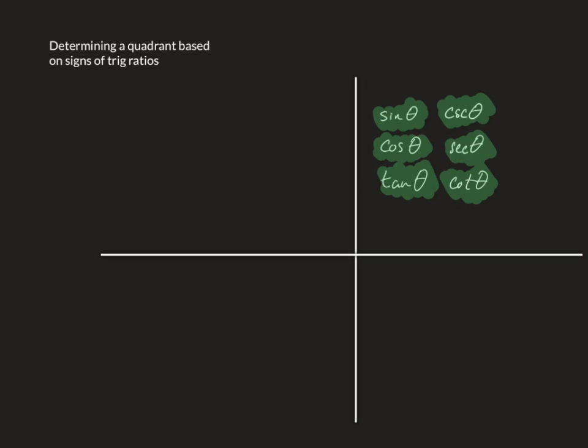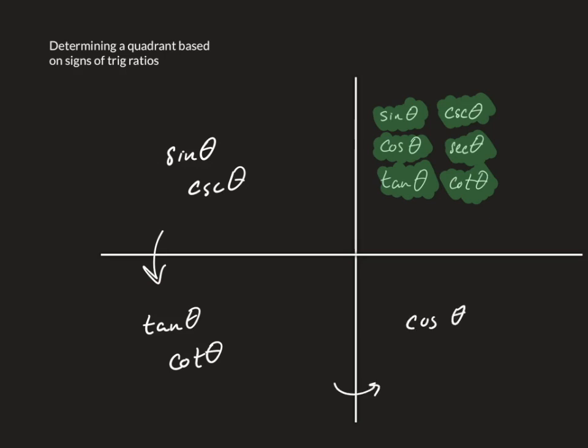In quadrant number 2, only sine and its reciprocal, cosecant, are positive in the second quadrant. Moving down into quadrant 3, tangent and its reciprocal are positive. Moving into quadrant 4, cosine and its reciprocal of secant.